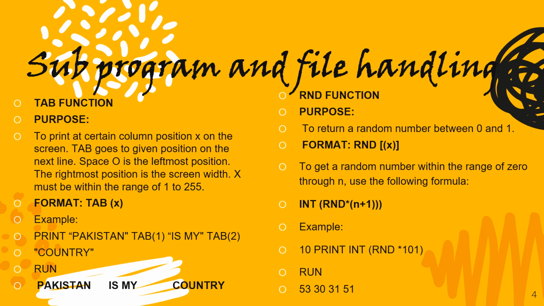Next one, on the right-hand side, is the RND function, which is read as the random function. The random function is used to return a random number between 0 and 1. The formula for the random function is INT(RND * n + 1). So look at the example: PRINT INT(RND * 10 + 1).